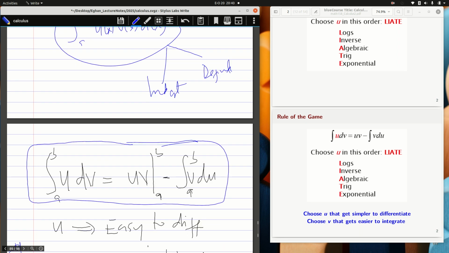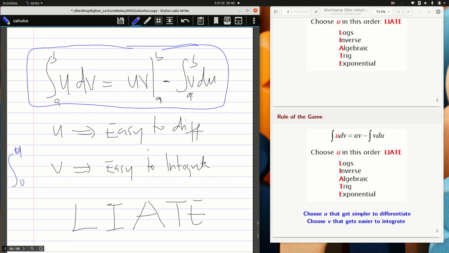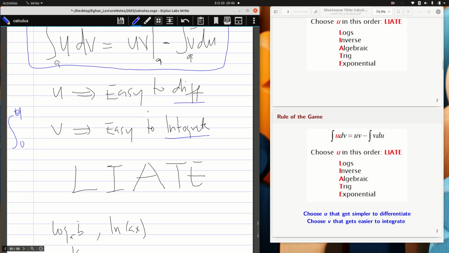Now what is the rule of the game? The rule of the game is such that we have to find u, which is easier to differentiate, and we have to find v, which is easier to integrate. But you can't just look at it and make a guess, and so we have an acronym to help us out. That is LIATE, however you pronounce it. It's to help you choose u, not v. If I choose u, automatically the remaining part becomes my dv.